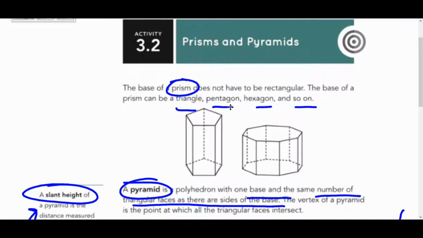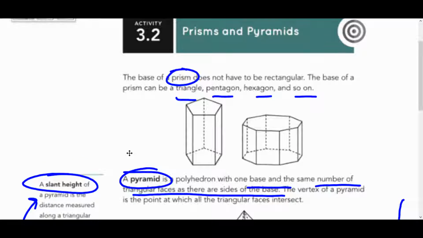So the base of a prism does not have to be rectangular, like we saw yesterday, like a box. The base of a prism can be triangular, pentagon, hexagon, and so on. So we have a pentagon as a prism here. Notice the two bases across from each other, kind of like this pentagon got stretched out, or is popping up out of the page. That is an indicator that this is a prism. Here's the octagon, and so on.